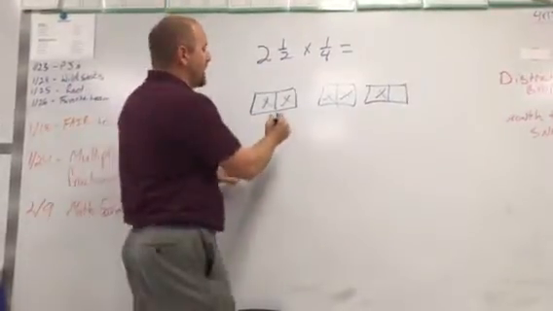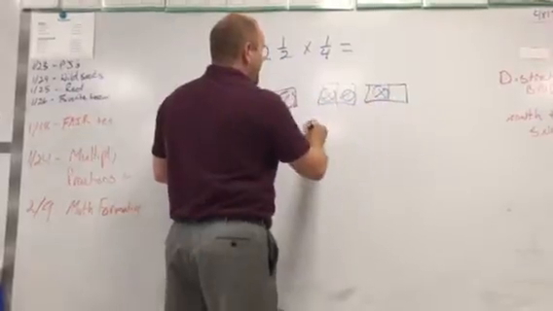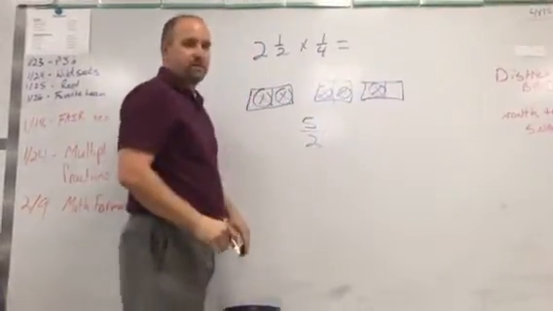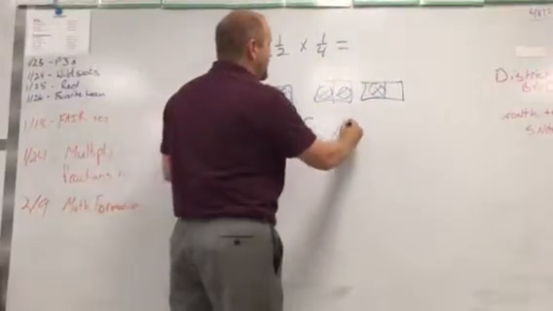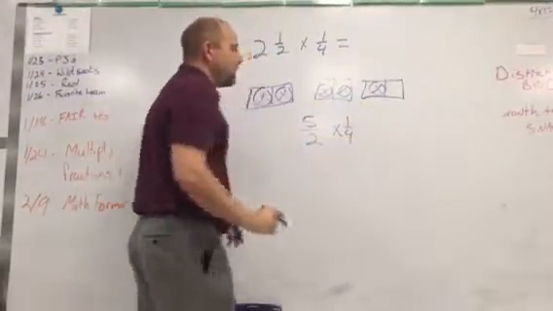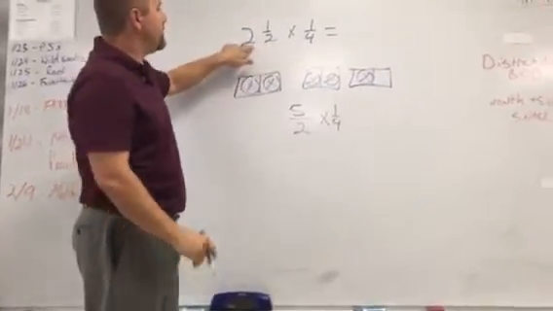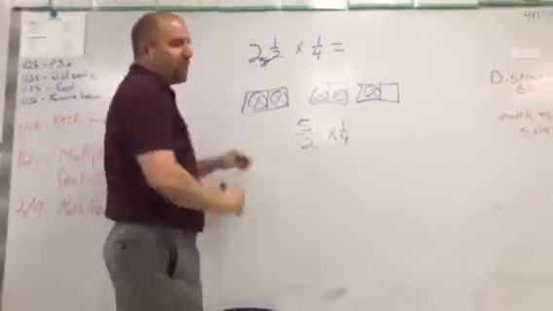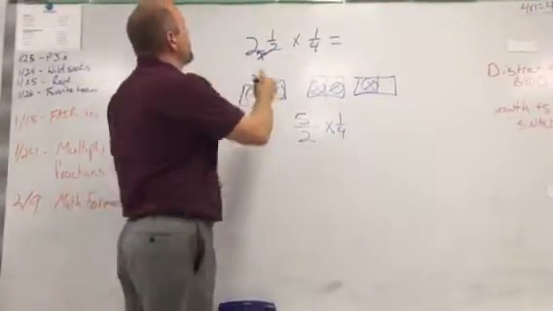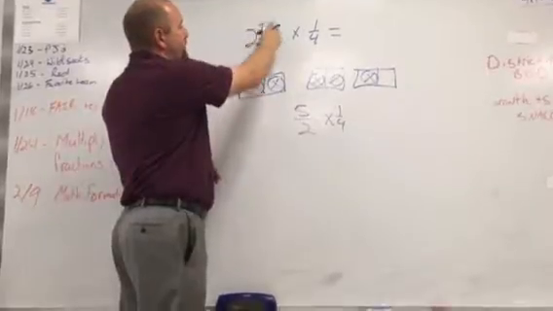If I total these up, I have 1, 2, 3, 4, 5 halves. So now my expression becomes 5 halves times 1/4. The shortcut to this is to take the denominator times the whole number, and then add the numerator. So 2 times 2 is 4 plus 1 is 5.